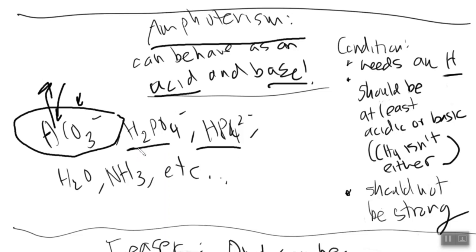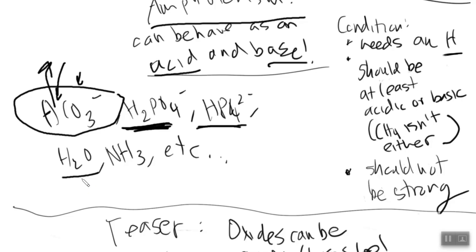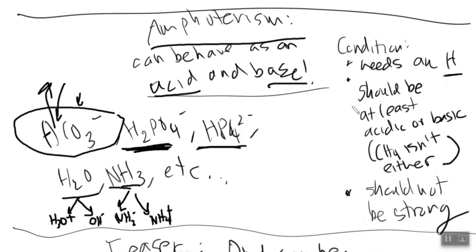We have a few others. We have dihydrogen phosphate and biphosphate, or hydrogen phosphate. We have water. Now water can act as an acid and a base because it can form these two, right? If something has both a conjugate acid and a conjugate base, it's going to be amphoteric, and this one is going to be too. This one has NH2 minus and NH4 plus, right?